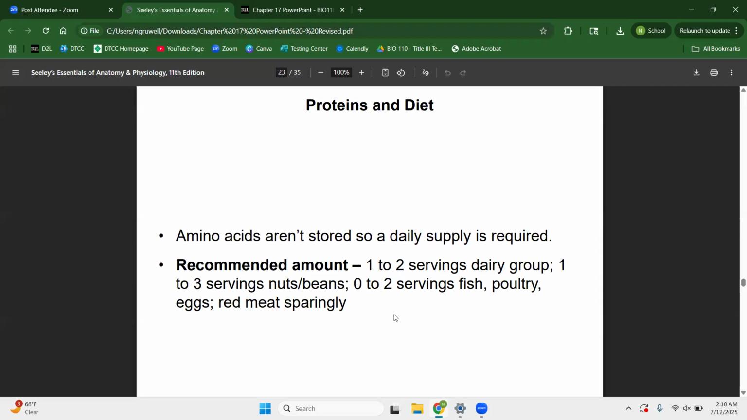1 to 3 servings of nuts or beans. Same thing. Gonna have great protein. Nuts are gonna have higher fat than our beans, so we got to be a little careful with how many nuts we're eating. And then 0 to 2 servings of fish, poultry, eggs, and the recommendation is still only red meat sparingly, and that's partly from the link to heart disease based on the saturated fat content.